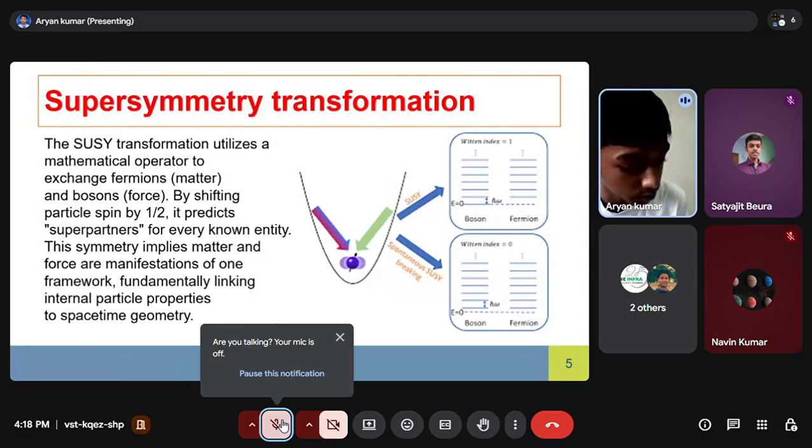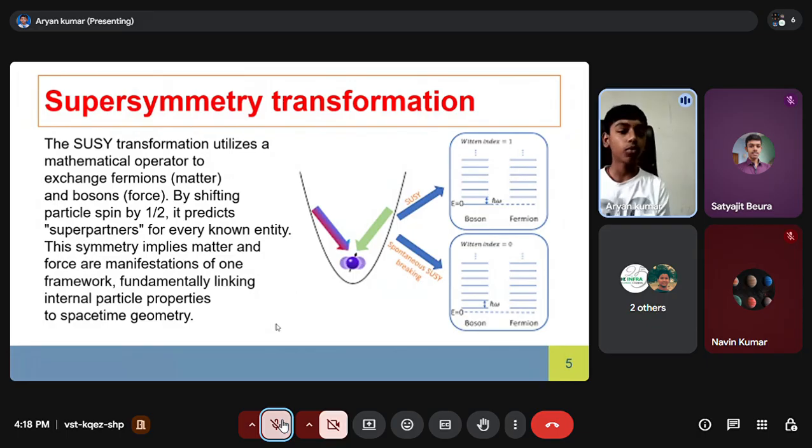Supersymmetry transformation. The supersymmetry transformation utilizes a mathematical operator to exchange fermions, matter, and bosons, forces, by shifting particle spins by one half. It predicts superpartners for every known entity. This symmetry implies matter and forces are just manifestations of one framework, fundamentally linking internal particle properties to space-time geometry.